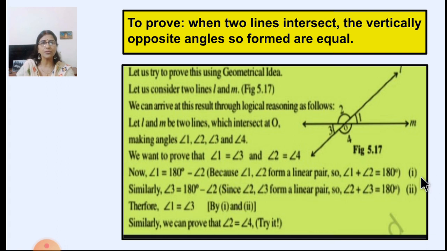Now you can see these two are equation number 1 and equation number 2. Angle 1 is equal to 180 degree minus angle 2, and angle 3 is also equal to 180 degree minus angle 2. So from these two equations, we can write therefore angle 1 is equal to angle 3. So angle 1 and angle 3 are vertically opposite angles and they are equal. Similarly, we can prove angle 2 is also equal to angle 4. Hence proved that when two lines intersect, the vertically opposite angles formed are equal.